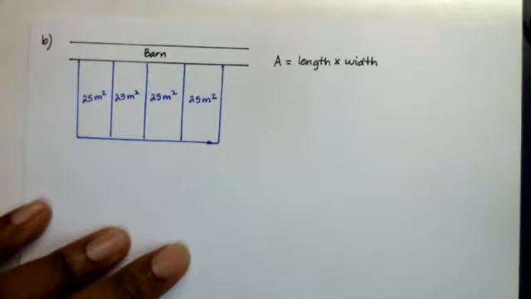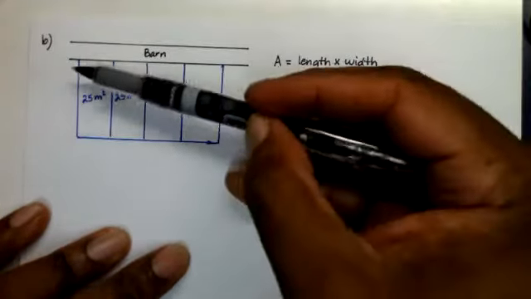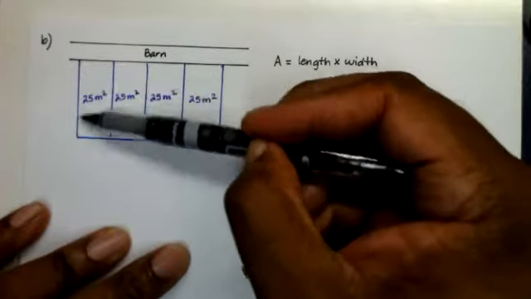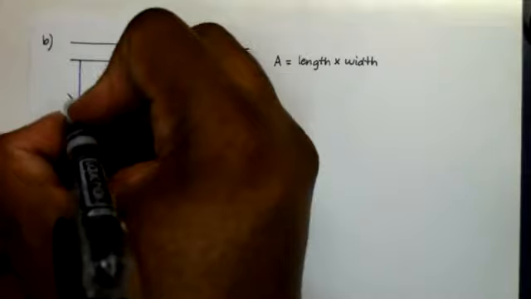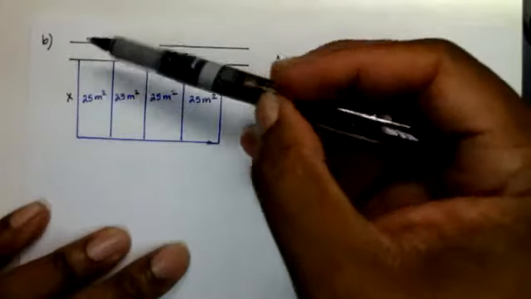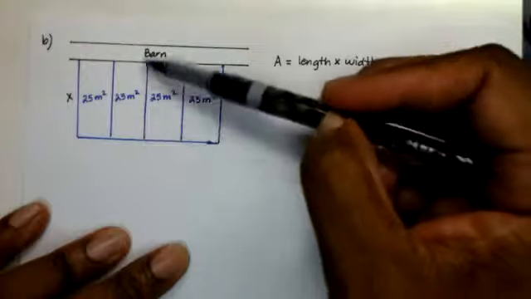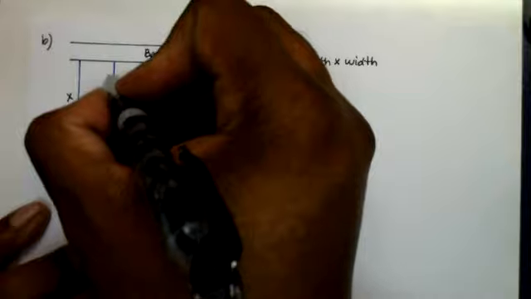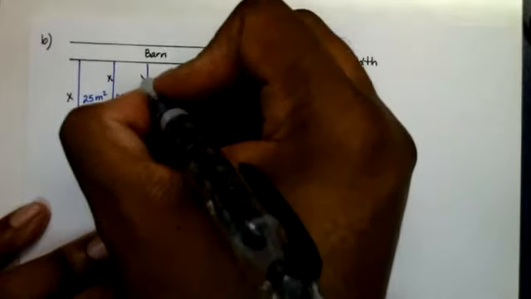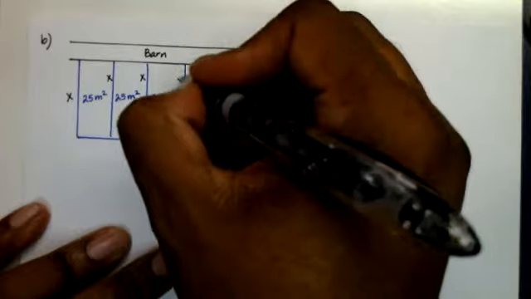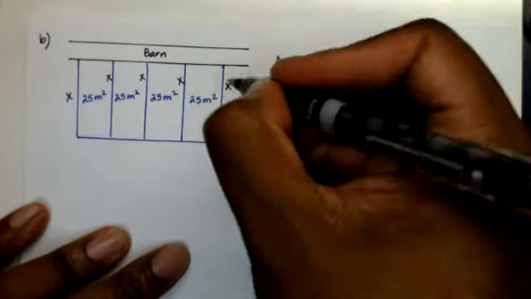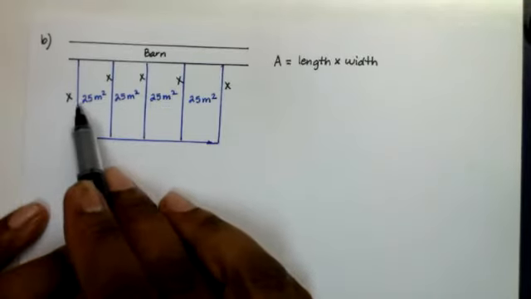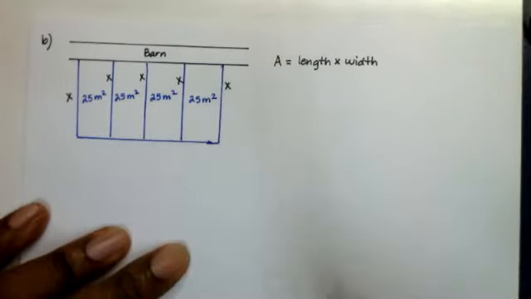Now, here if I let X be this length right here, keep in mind I'm going to have fencing here. So if this length is X, the length of this fence right here will also be X. The length of this fencing will be X. The length here is also X. And this length here on the end will also be X. So I have 5 lengths each of length X. 5 lengths of fencing, each with a length of X meters.